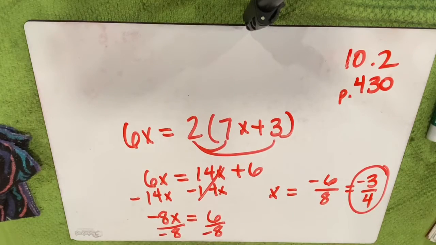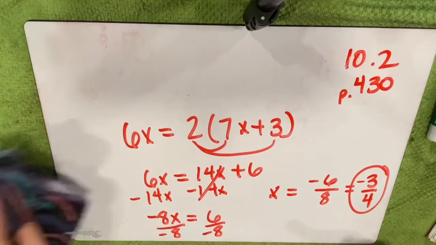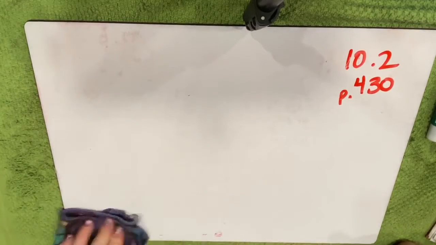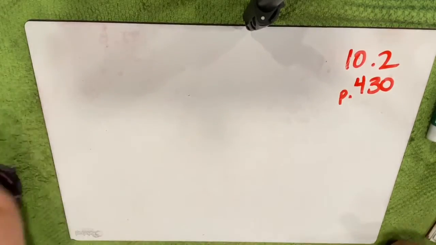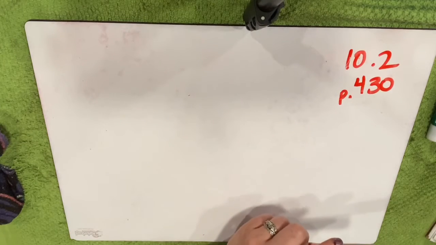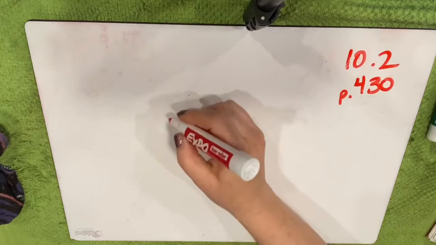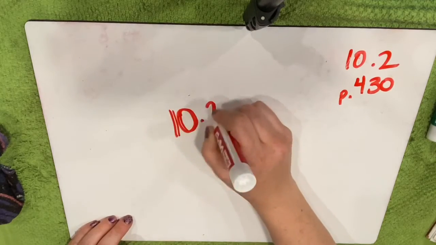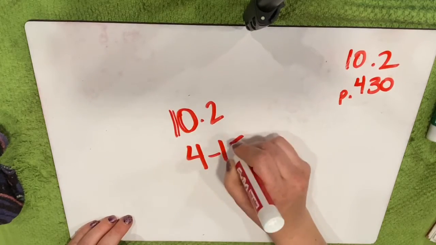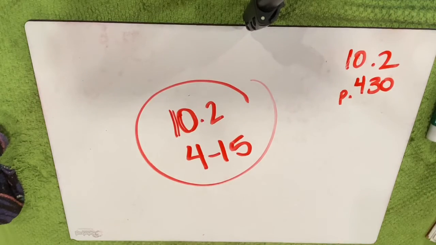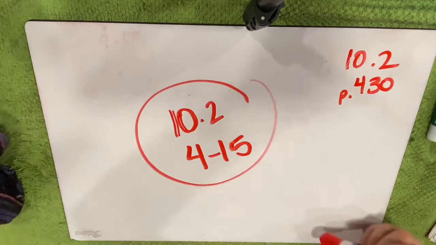Okay, so I would like to say a calculator would help you guys, but it ain't gonna help you guys. You're gonna have to just work it out. So you guys are going to do 4 through 15. So 10.2, 4 through 15. And that's what you're going to do. Okay? See you tomorrow.